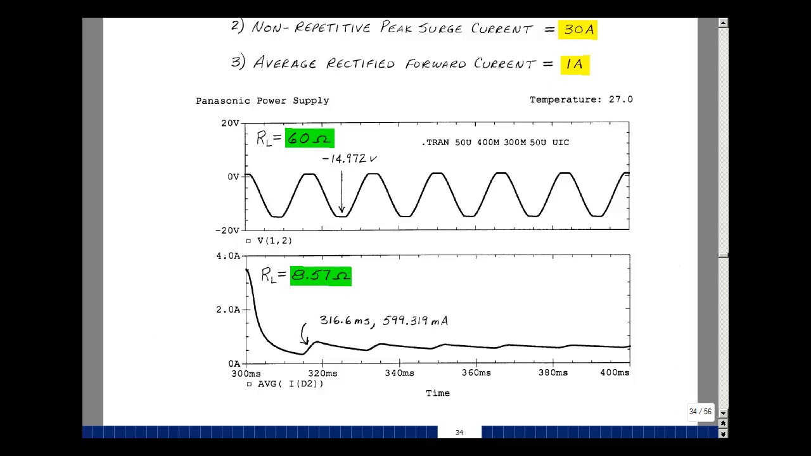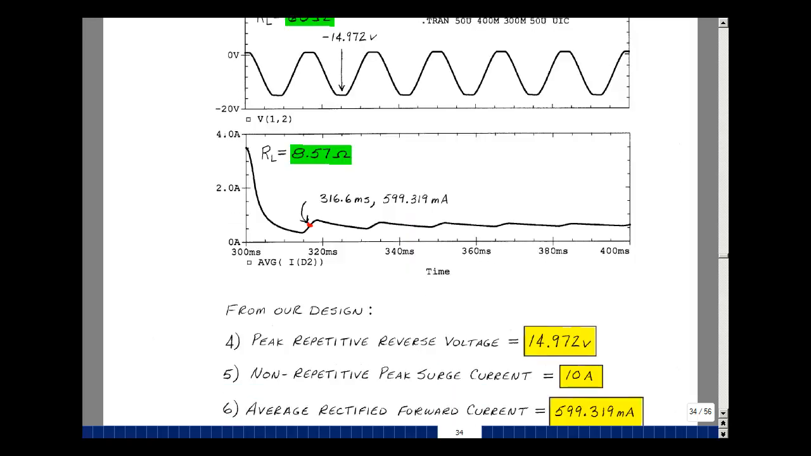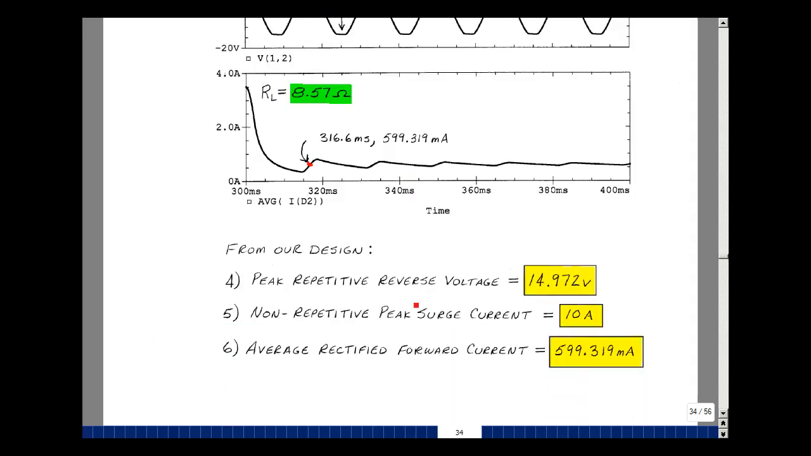Then what's the average current in the diode? I started at 300 milliseconds. Let's add one period, which is 16.6 milliseconds to the start. That would be the average value, about 600 milliamps. Our design has a repetitive reverse voltage of about 15 volts, a non-repetitive peak surge current about 10 amps, an average rectified forward current of 599.319 milliamps, all of which fall under the maximums of the 1N4001 diode.